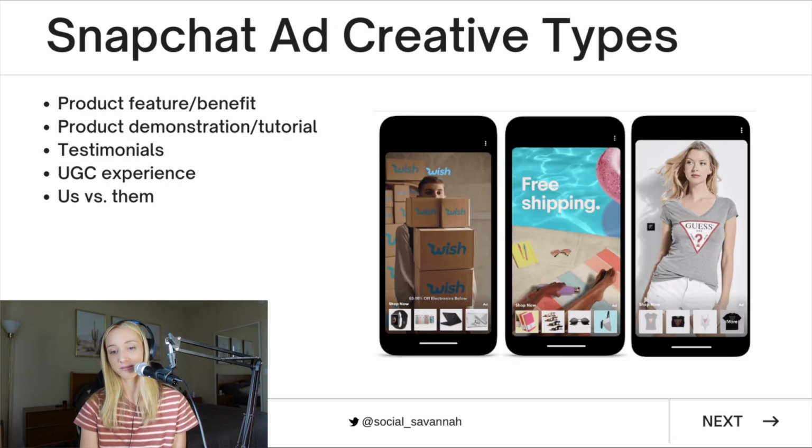So here are a couple different creative types to get your mind thinking of different things you can test for Snapchat ads. One of the things that works really well is just product features and benefits, especially since we have to fit our main message all within 6 seconds. Showing a benefit with the text or showing a quick demonstration is a great ad format. Tutorials also perform really well on Snap.